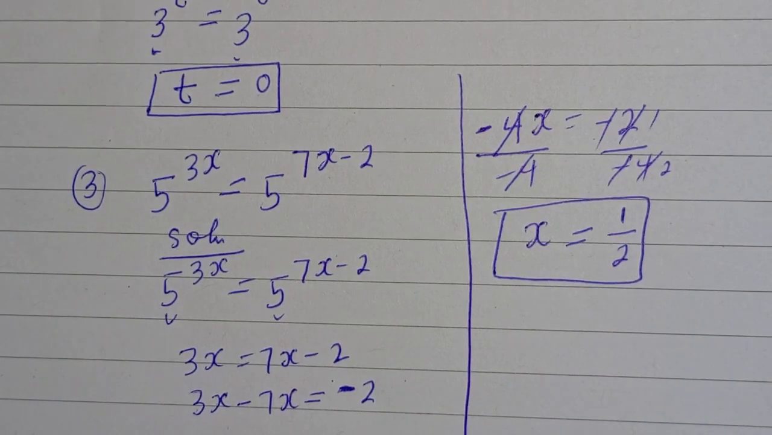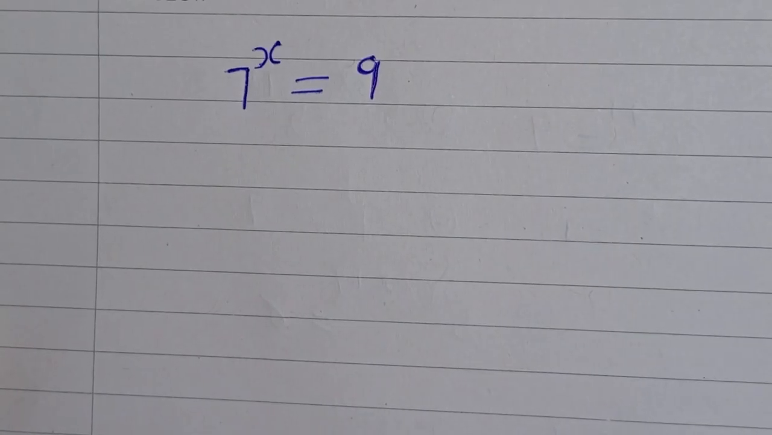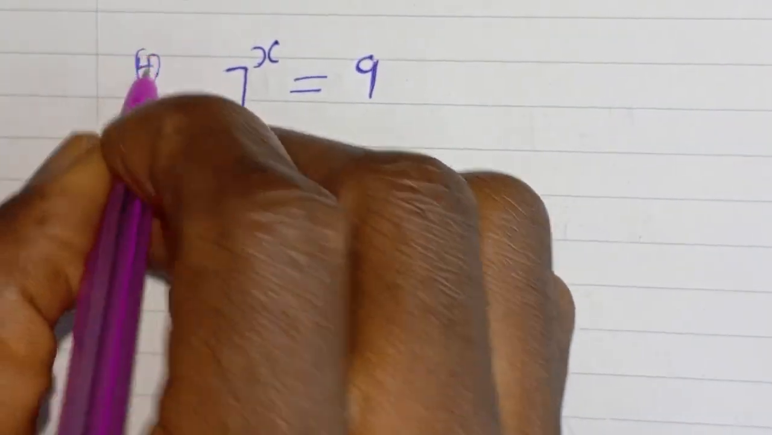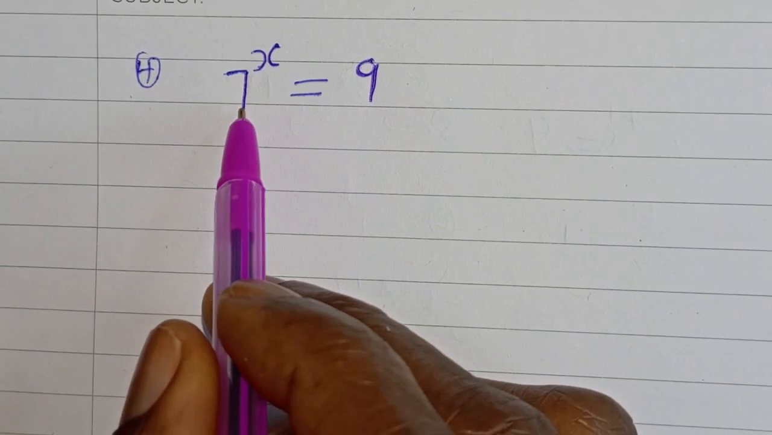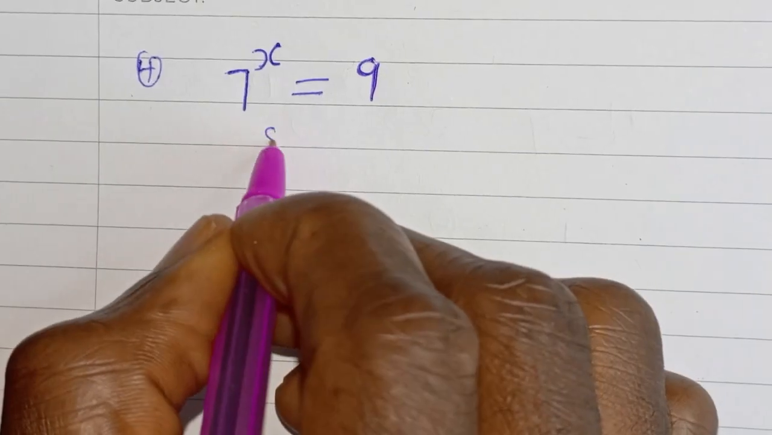Let's solve the fourth question. Question number 4. This is 7 raised to power s is equal to 9. From here, this one has a different base. Solution.